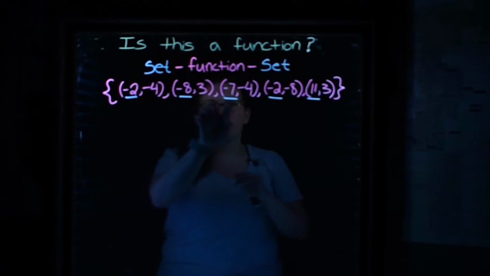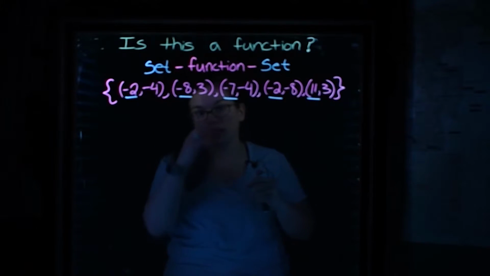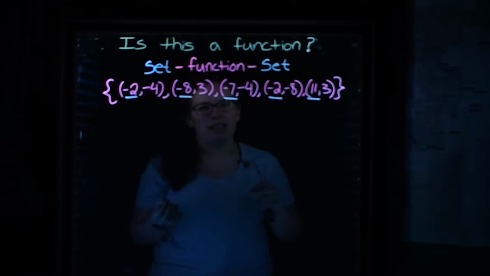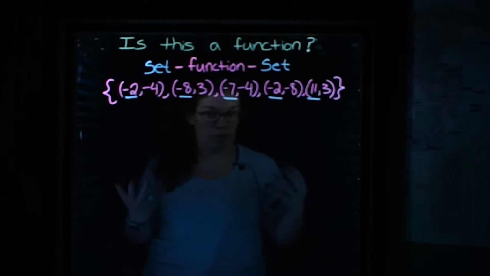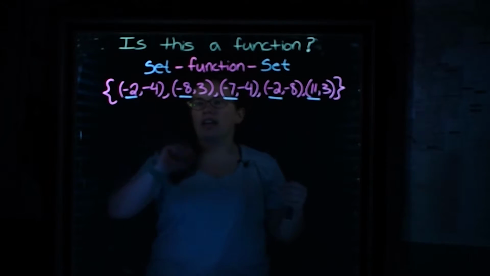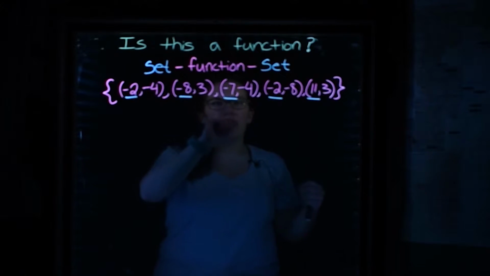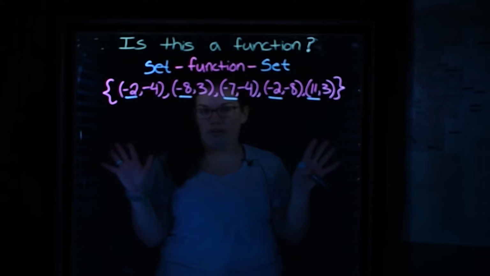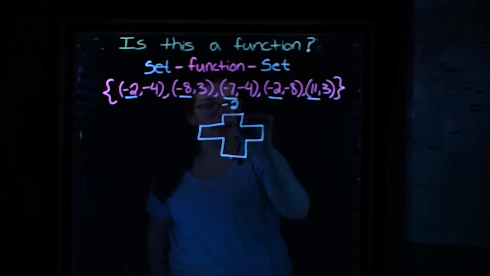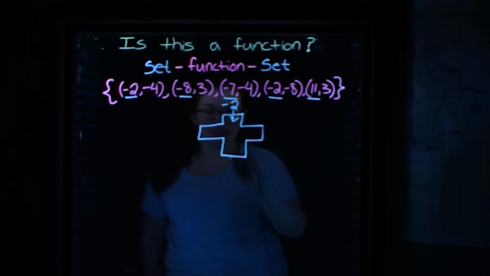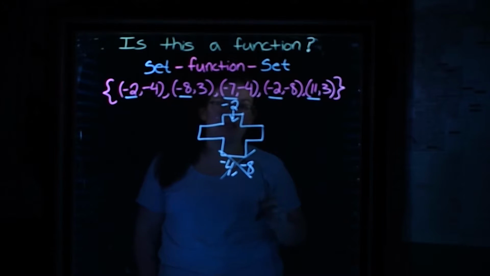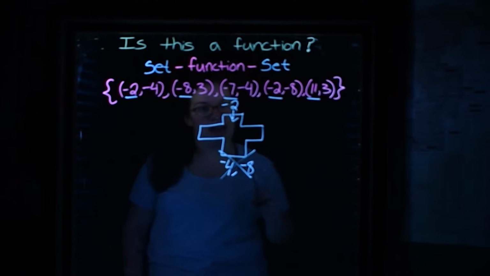So my trick with a set of points is to just look at the x's. I underlined my x's because I'm visual and I need to see that. Now I want to see, are there any repeating numbers? I've got a -2, a -8, a -7. Ooh, another -2. Already I know, not a function. If I put a -2 into my machine, this set of points is saying a -4 and a -8 are coming out. That breaks my machine. So that's why this set is not a function.